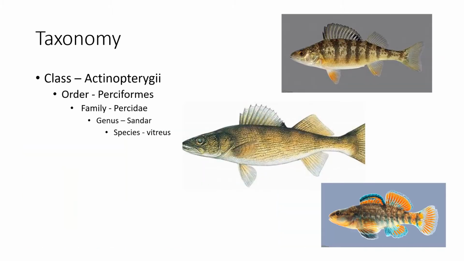Walleye belong to the class Actinopterygii and the order Perciformes. They belong to the family Percidae, which contains other fish species such as darters and the rainbow darter, and perch such as the yellow perch. Walleye belong to the genus Sander and the species vitreus.